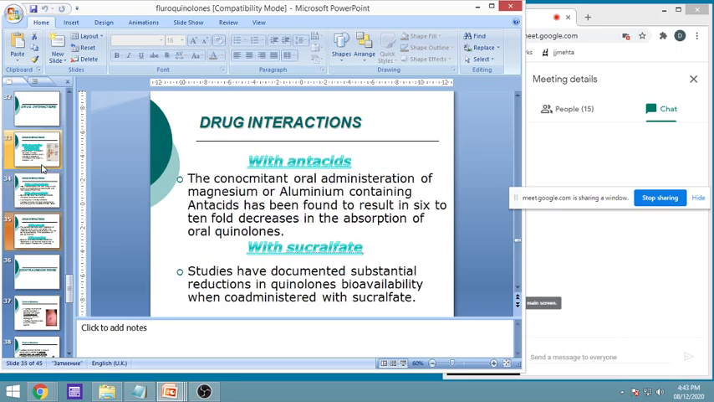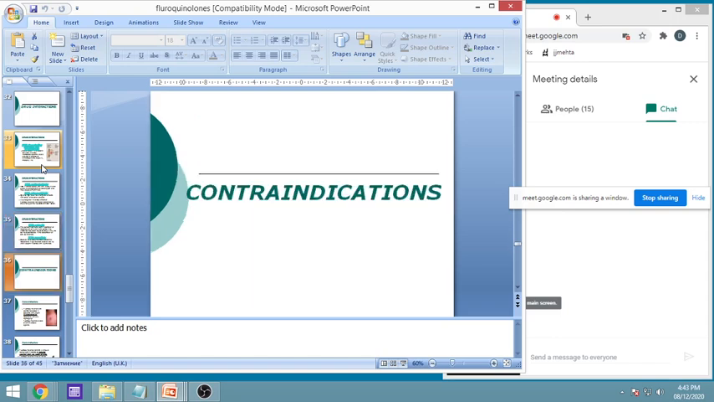Then what about antacids? Concomitant oral administration of magnesium and aluminum containing antacids has been found to result in a 6 to 10-fold decrease in the absorption of oral quinolones. Sucralfate is an anti-ulcer drug, and it is documented that there is a substantial reduction in quinolone bioavailability when it is administered concomitantly with sucralfate. So here we finish the major drug interactions.